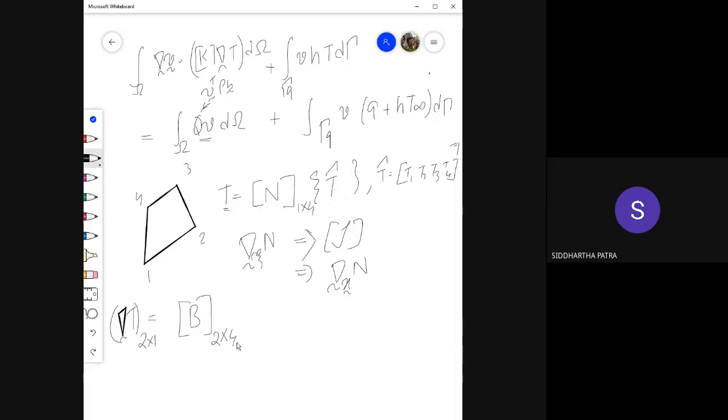vector, right? A 1 cross 4 vector, because there are 4 temperatures, and eventually 1 temperature over here. Here it is a 2 cross 4 matrix, and you need to populate the B matrix according to this understanding that grad of T should be del T del X and del T del Y. That's what the grad of T should be.